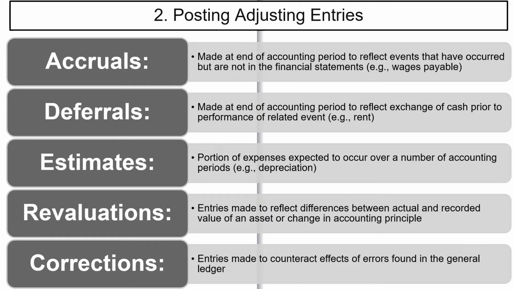either expense or revenue, made in the accounting period to reflect exchange of cash prior to the performance of related events, for example rent. Okay, so estimates are a portion of expenses expected to occur over a number of accounting periods, like depreciation and accumulated depreciation and so on.